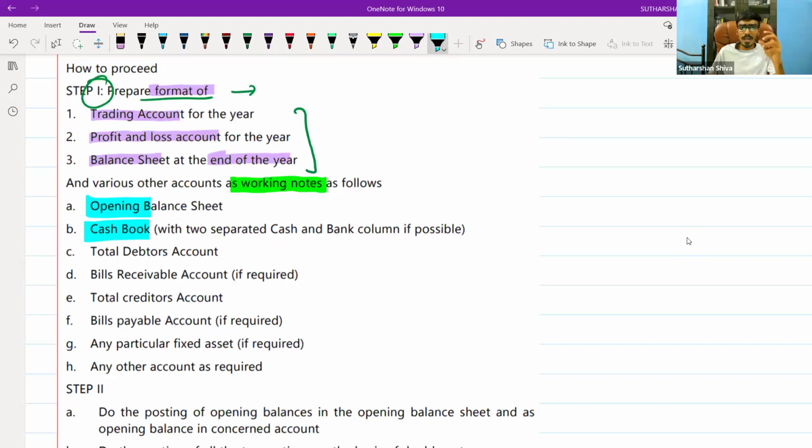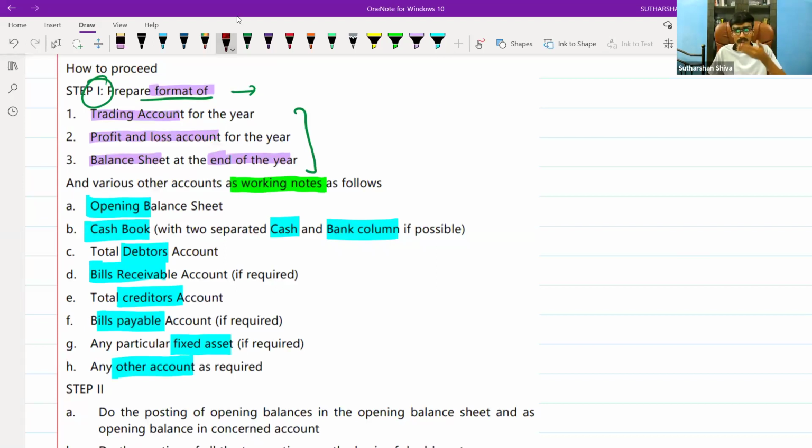In the cash book, we basically have two columns, cash and bank columns. As of now, in the single entry system, we don't create a separate account for the discount column. We'll omit the discount column. So the cash book will be prepared with cash and bank columns. Next, the supporting ledger accounts are the personal accounts of the customers: total debtors, bills receivable, total creditors, and bills payable. Okay. And is there any adjustment related to specific assets like machinery, land, building? We will prepare some additional fixed asset accounts also, either in a statement form or in an account form. And if any other account is required, we will prepare that account.